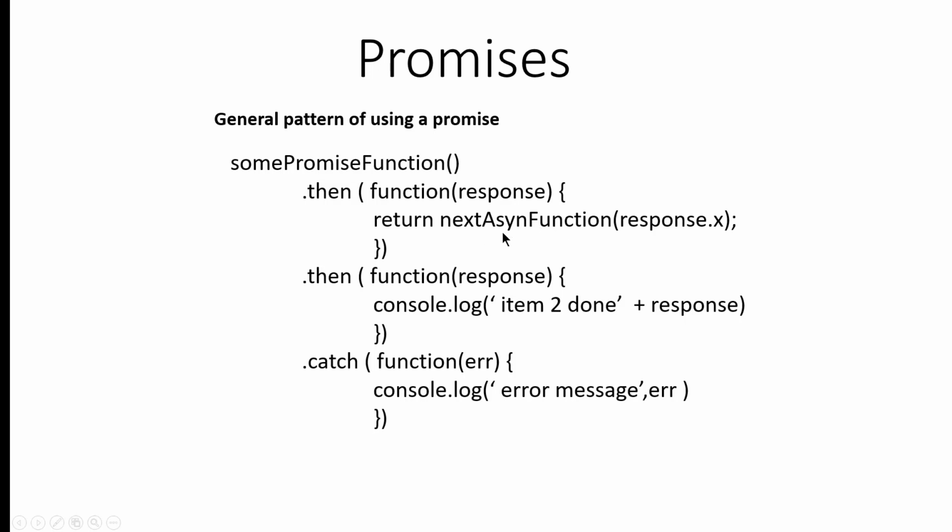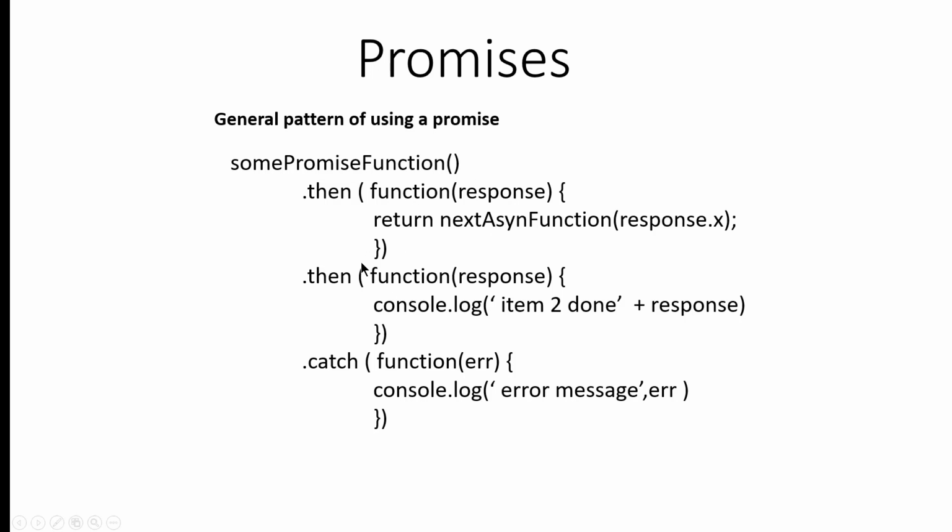When this next async function resolves, when that happens, we're going to take a value that returns from that async function. And in this case, we're just going to console log out some information, potentially coming from the response of this async function.